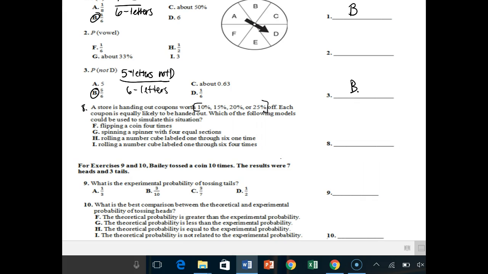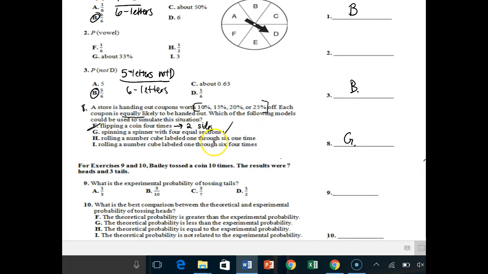Well, flipping a coin 4 times, the coin only has 2 sides. So this is not going to work because I have 4 options. So F is not going to work. Spinning a spinner with 4 equal sections. Well, I have 4 options and they were equally divided. So yes, that is definitely going to work. So G is going to be our answer.